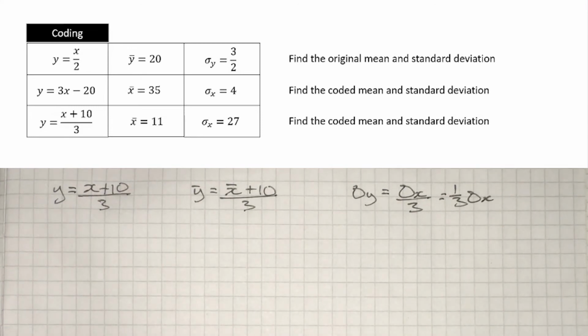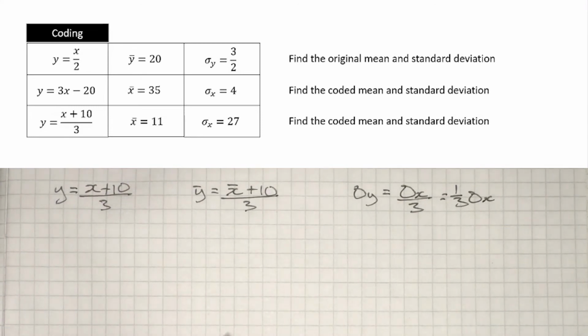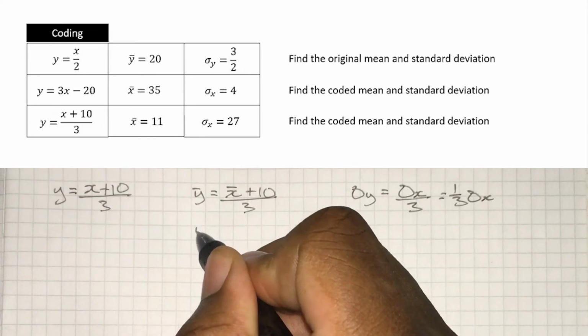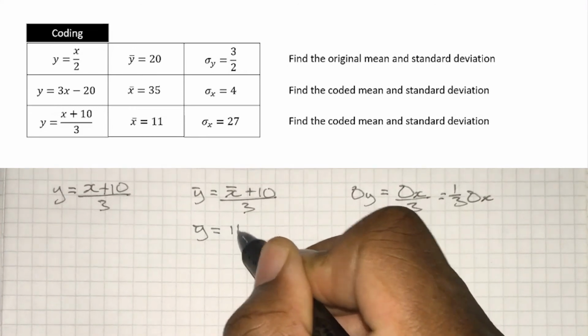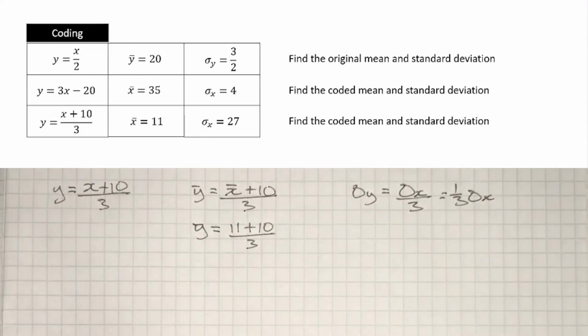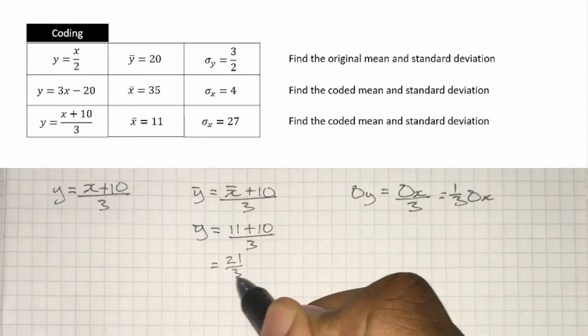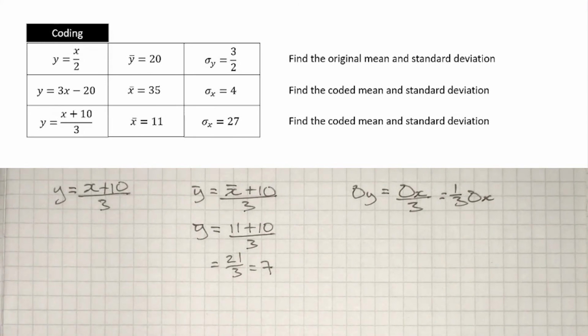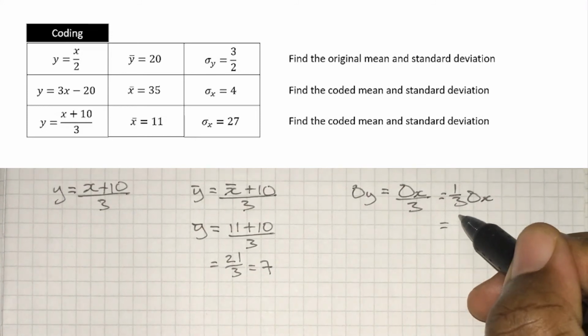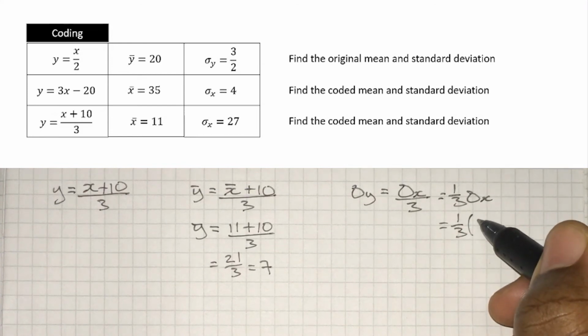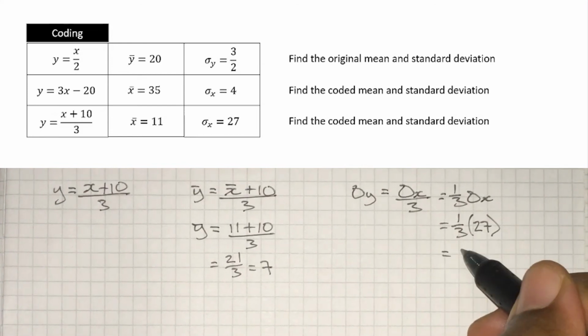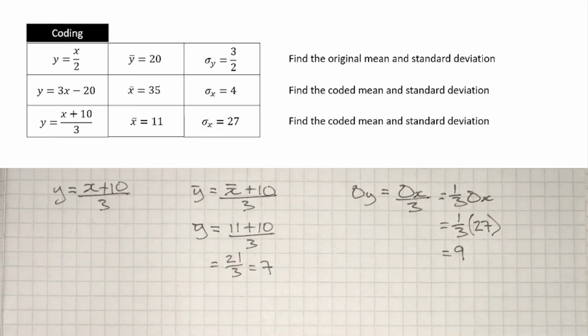Okay, let's substitute what we've been told. We've been told the original mean and standard deviation, and we're looking for the coded mean and standard deviation. So 11 plus 10 over 3, 21 over 3. Hope you can do that in your head. Gives us an answer of 7. For the standard deviation, sigma x is 27. 1/3 of 27, or 27 over 3, gives us 9. The coded standard deviation is 9.